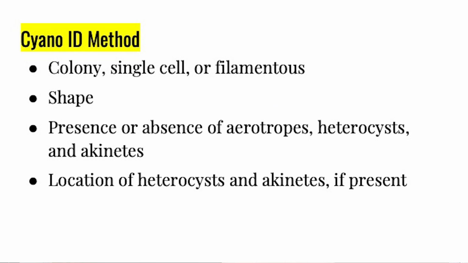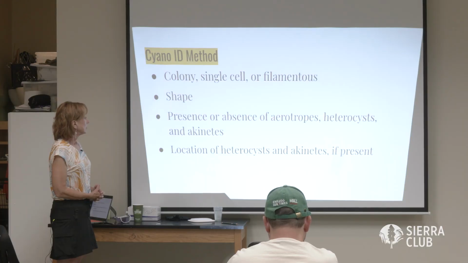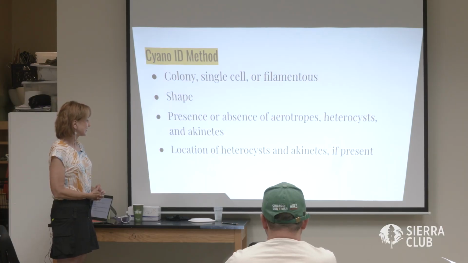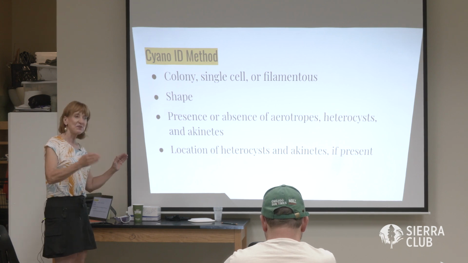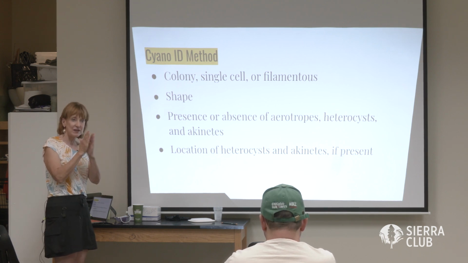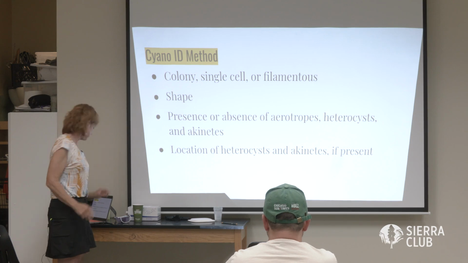So in our cyano ID method, we look at our sample and we say, do we have a colony? Do we have single cells? Is it filamentous? Then we look at the shape of the colony, the shape of the filament, the shape of the cell. Then we want to know, do they have aerotopes, heterocysts, or akinetes? And sometimes getting down to the wire, where are they? Are they next to each other? Are they separate?